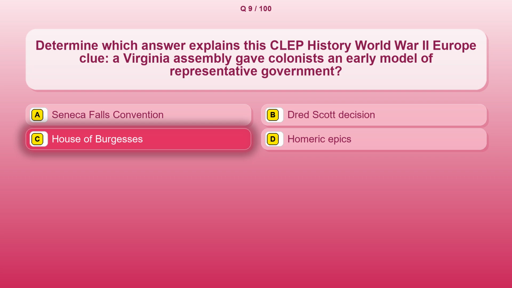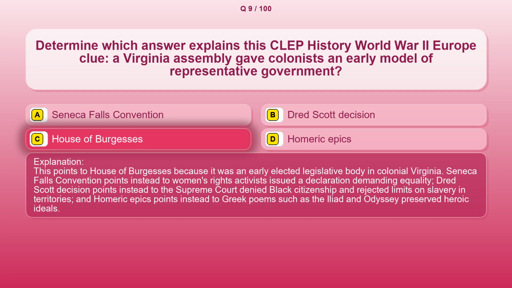The correct answer is option C, House of Burgesses. This points to House of Burgesses because it was an early elected legislative body in colonial Virginia. Seneca Falls Convention points instead to women's rights activists issued a declaration demanding equality.